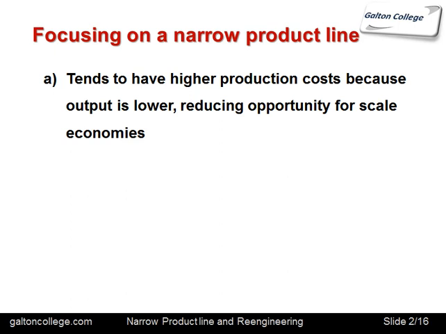But for the moment, a narrow production line will tend to have higher production costs because all the costs of the business are borne by one line of output. And secondly, there is reduced opportunities for economies of scale. Economies of size, generally speaking, are not associated with single line production, unless that one single line of production is phenomenally large.